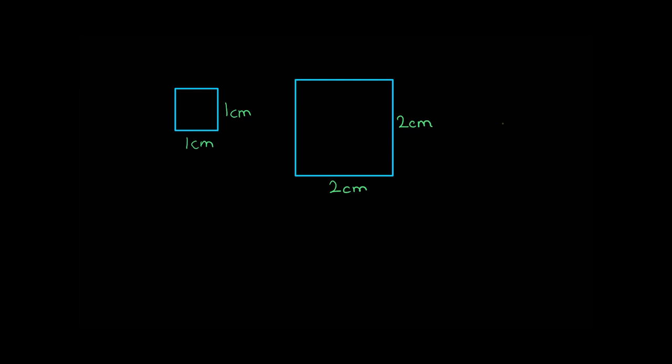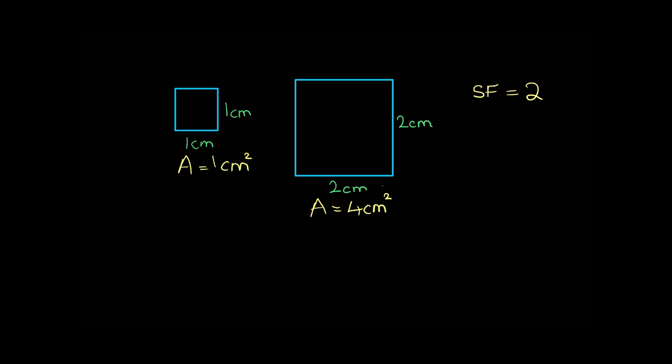First of all, let's look at what the scale factor is between the two squares that I've got in front of me. So we've got a 1 centimetre square and a 2 centimetre square. I think it's fairly straightforward to see that the scale factor between these two is 2. Now let's work out the area of both of these squares. So the area of the first square is 1 by 1, and the area of the second one is 2 times 2, also not terribly hard.